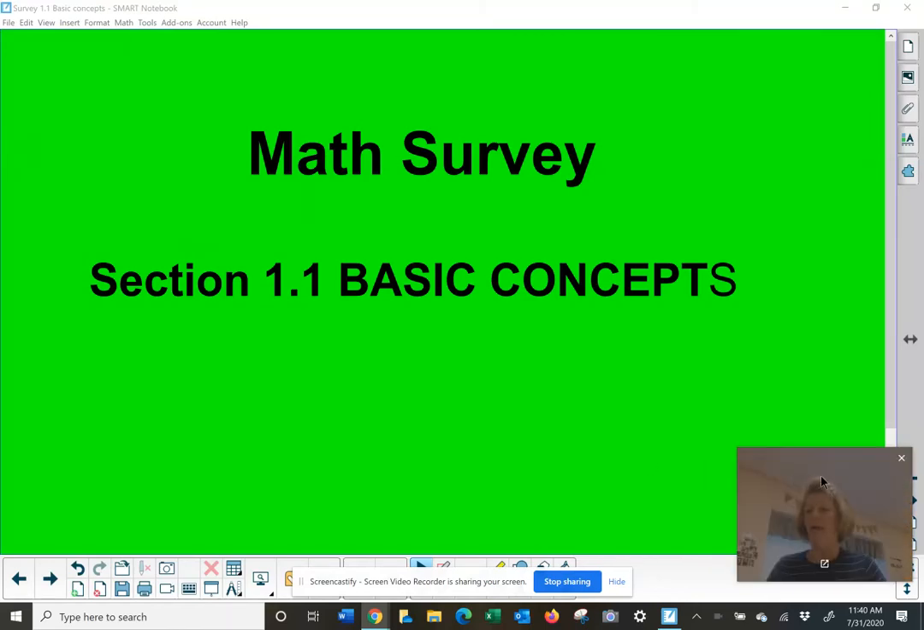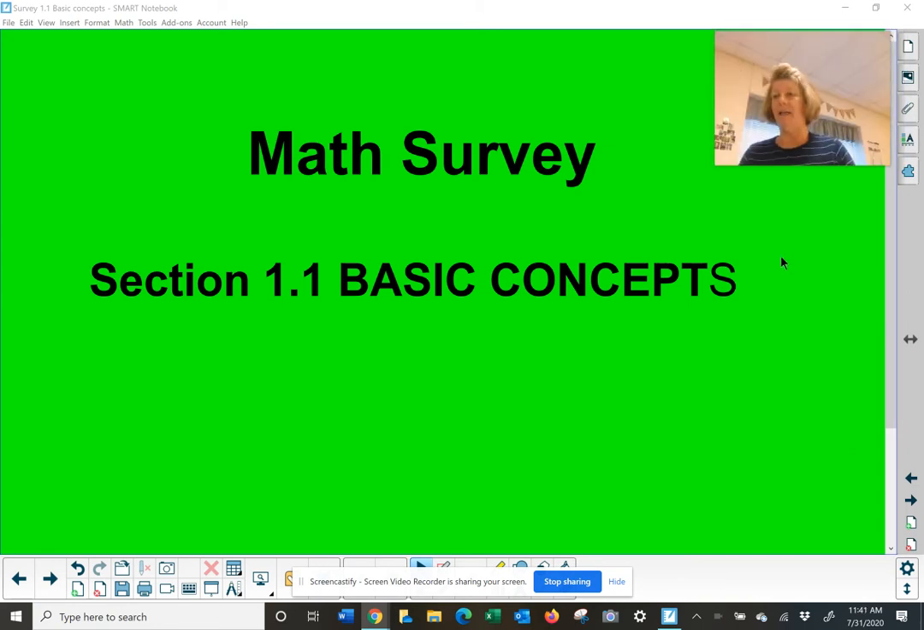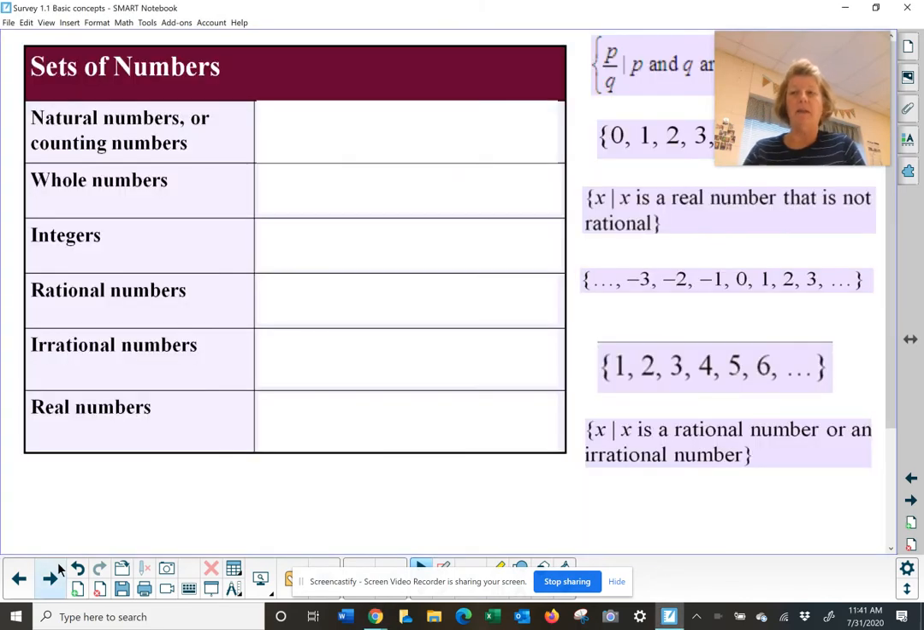Hello. We are working on section 1.1 today, and it is known as the basic concepts. You're going to see the number sets that we have talked about in previous years. Also, just some basic notation. So let's just get started.